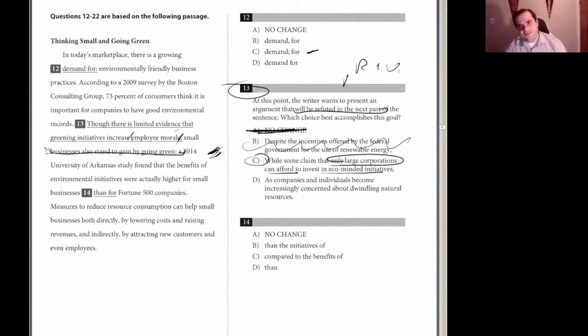Now, for the sake of completion, I would go ahead and read the last one. To be clear, I would do that when I was taking the test just to make sure I didn't derp real hard. Derp is the word I use for having a brain fart. I just find it crass to say that, so I use the word derp instead. As companies and individuals become increasingly concerned with, that is not an argument we're refuting. The answer is C.